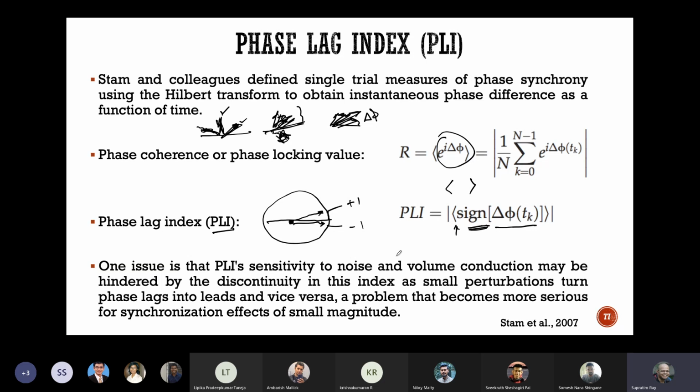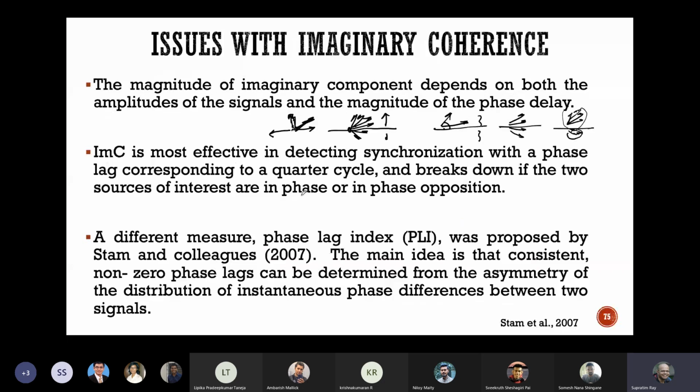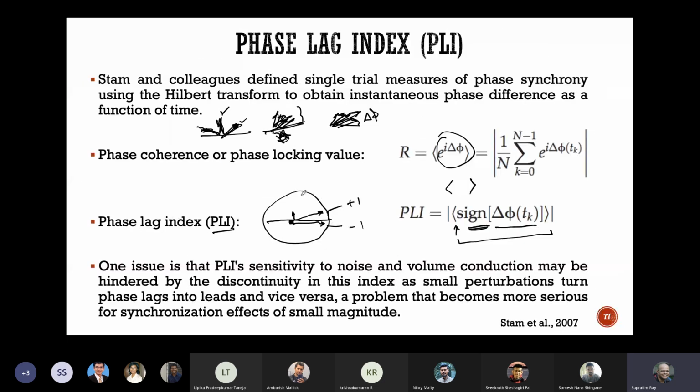So one way to address this problem is to work with the signs as before, but then weight this by the imaginary part of the vector. So you might be wondering, are we going back to the imaginary coherence? No, we are not, but it's somewhat comparable. It's basically weighting the contribution of the sign with the imaginary part. So it's similar but not the same.